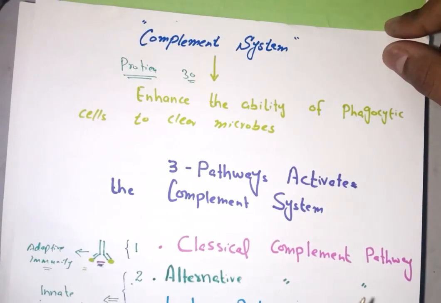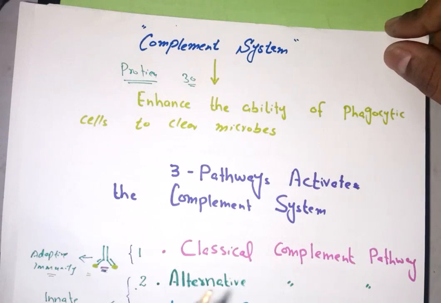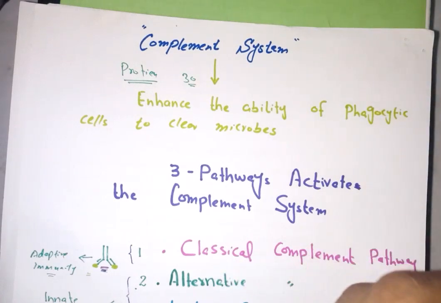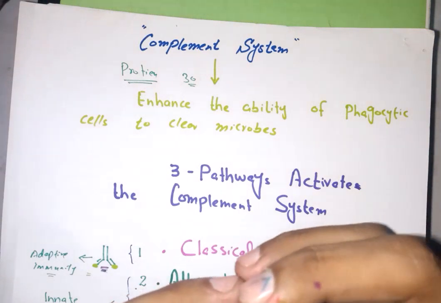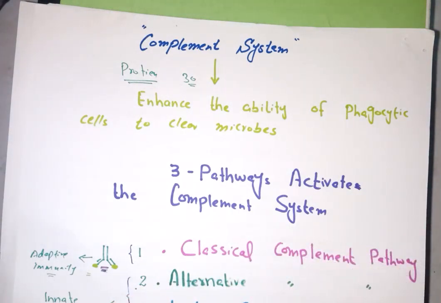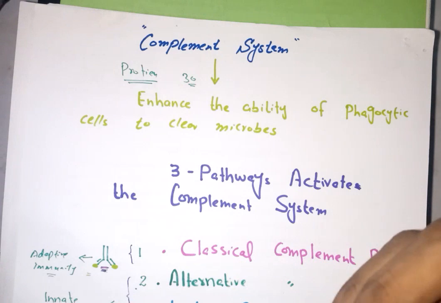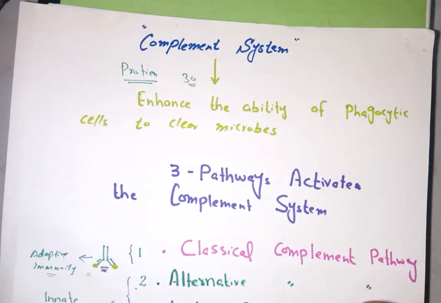Well, first of all, let me tell you what the complement system is basically. The complement system is a system of different proteins, approximately 30 different proteins that are synthesized in the liver, macrophages, and other immune cells, and they play an important role in increasing our body immunity, in increasing our immune system. How do they increase our immune system?